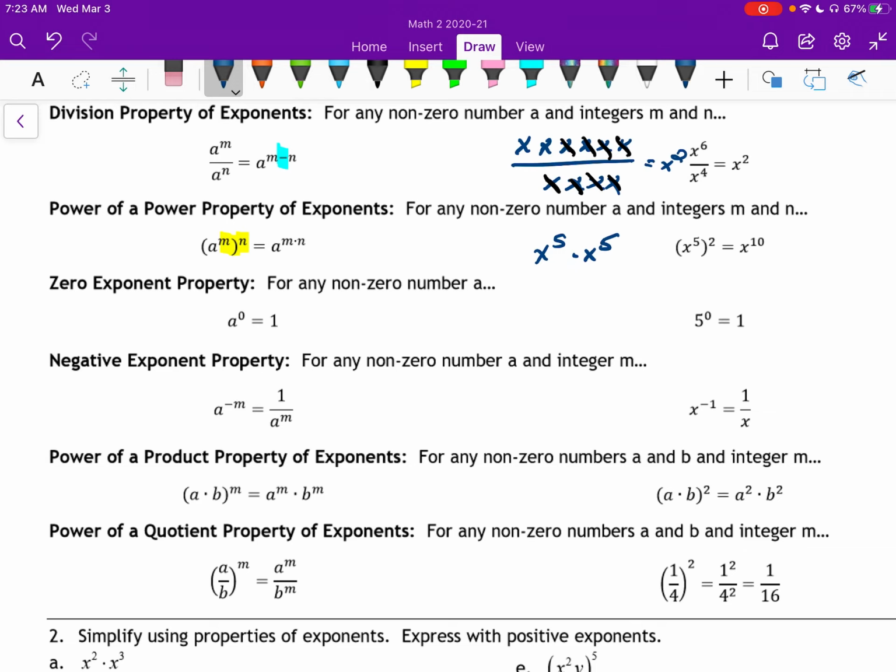The zero property, anything to the zero is 1. All right, so anything to the zero is 1. If you have some big ugly problem on a homework where it's got a bunch of stuff in here, but then it's to the zero, it's going to be 1. All right, don't even worry about what's inside it. If it's to the zero, it's 1.